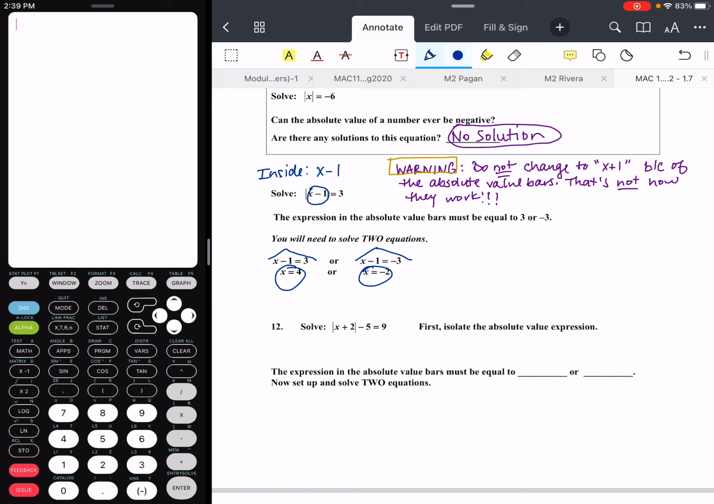You can do a quick check to make sure that these work. 4 minus 1 inside the absolute value equals 3, and -2 minus 1 inside the absolute value also equals 3.